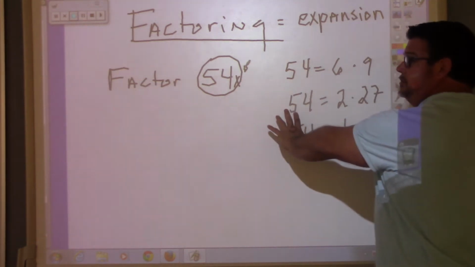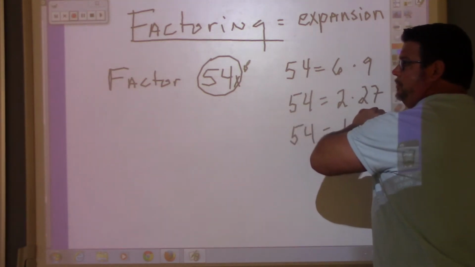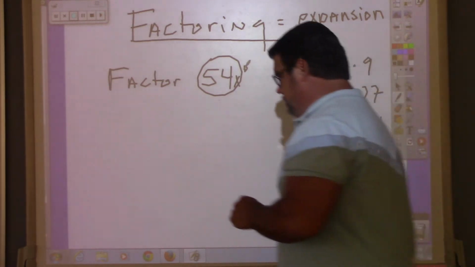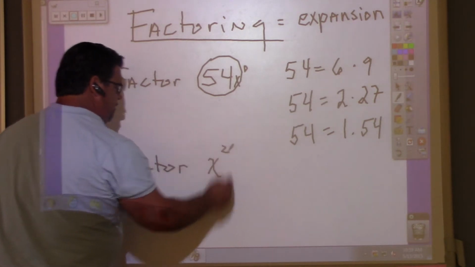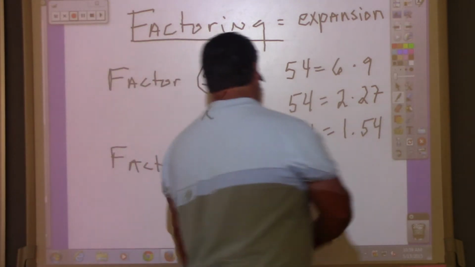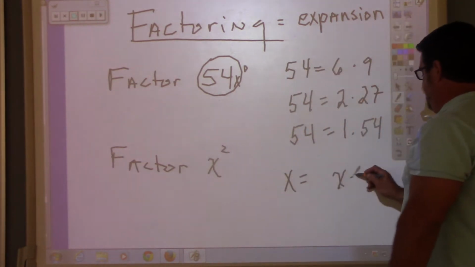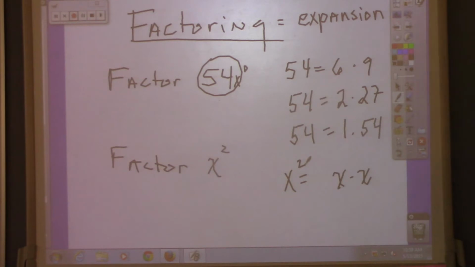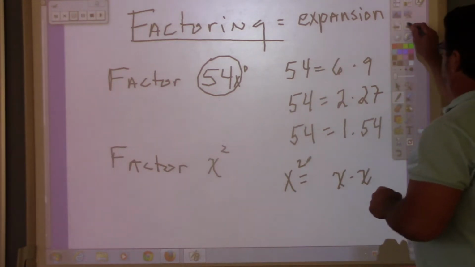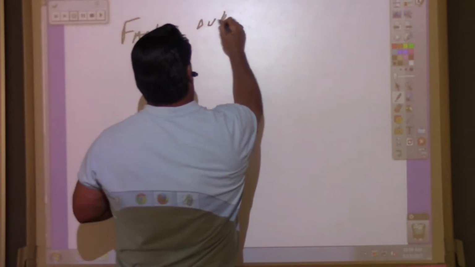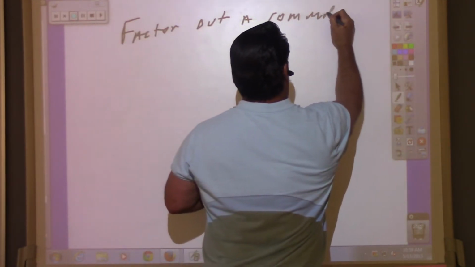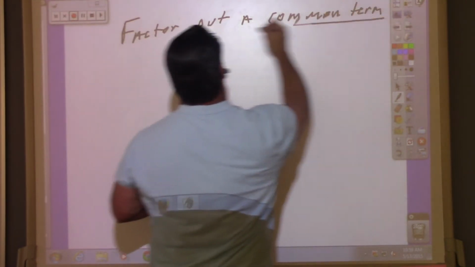So, grammar school. Then you went to junior high school and you got in pre-algebra. And they said factor x squared. And you said x squared is equal to what? X times x. And you just factored it. And everything was hunky-dory. And then you got to Algebra 1, and they said, factor out a what? Common term or common something.